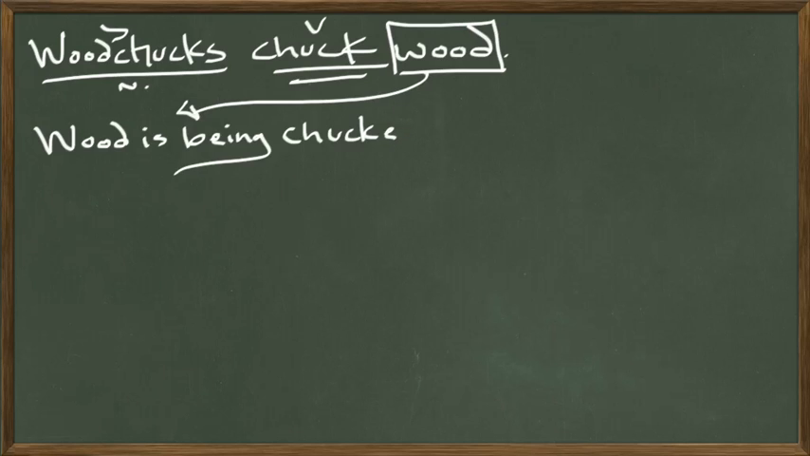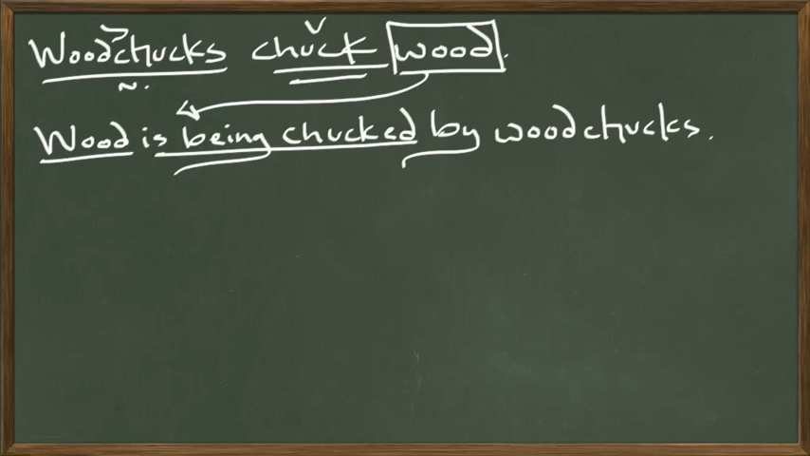Wood is being chucked by woodchucks. Okay, subject of the sentence: wood. Verb: is being chucked. Chucked is the main verb. Being is a helping verb. Is is a helping verb. By is a preposition. By whom? Woodchucks, object of the preposition. By woodchucks, prepositional phrase. And in Latin it would go into the ablative case.